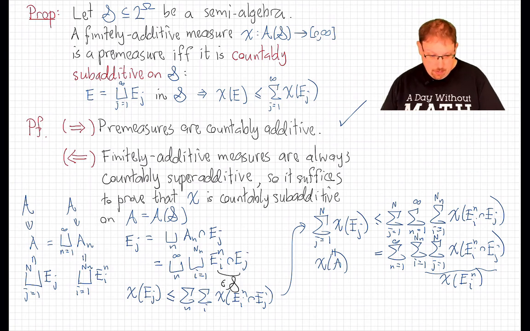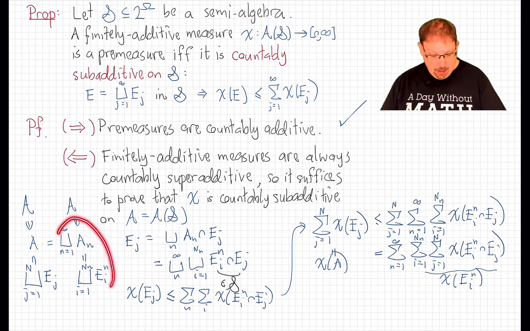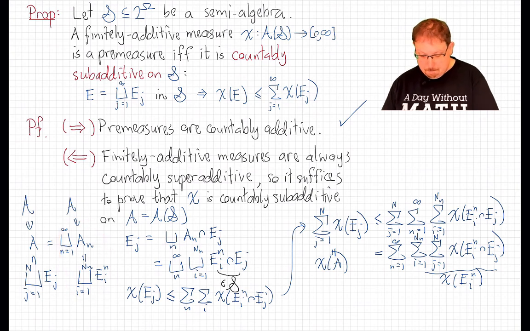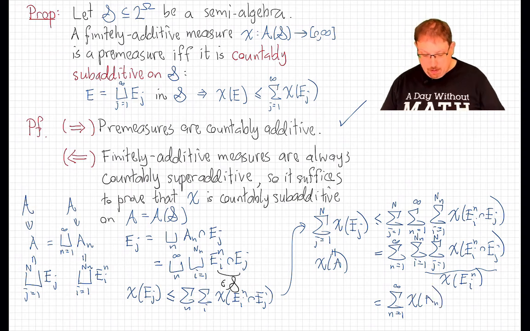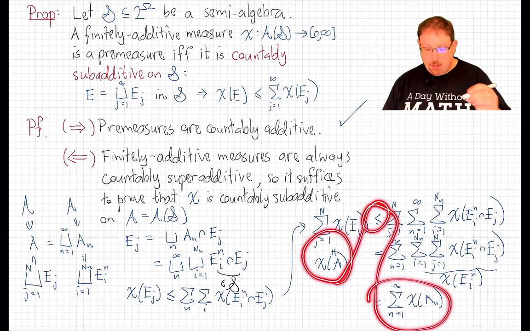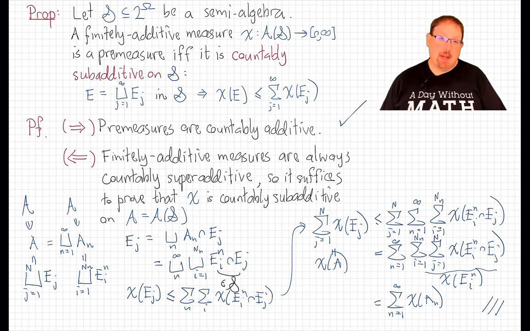And now we have the sum over i of chi of E_in, but the E_in have A_n as their disjoint union, which means that this just becomes the sum over n of chi of A_n. And there is the inequality we'd hoped to prove. Excellent. So now we have all the tools we need to prove that the Stieltjes finitely additive measures are actually premeasures under the condition that the function is right continuous.